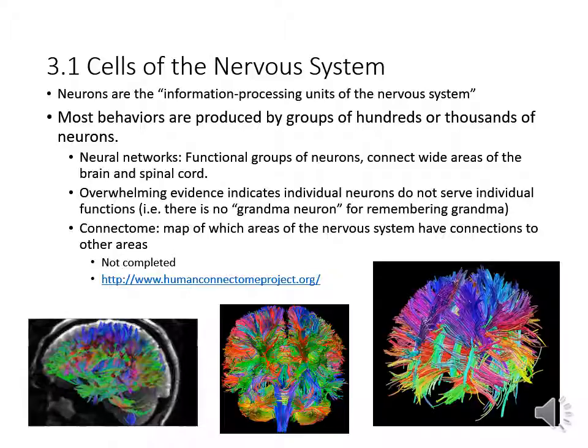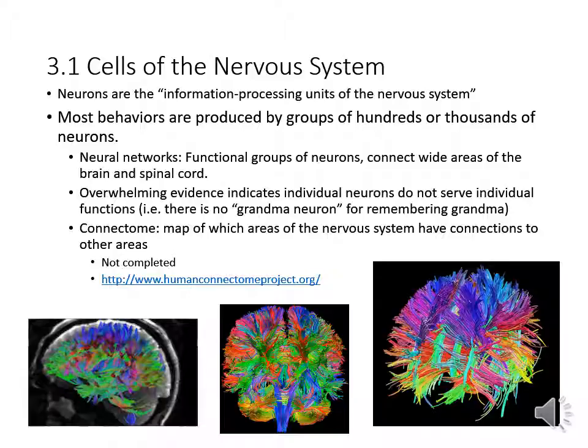So, functional groups of neurons which are connected over wide areas of the brain and the spinal cord. And the connectome is a map of which areas of the nervous system have connections to other areas. In humans, this is not complete. We don't have a complete map of which areas project to other areas, but it is an ongoing project. If you're interested, there's a link to the Human Connectome Project.